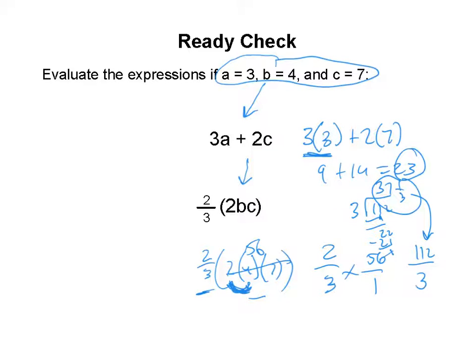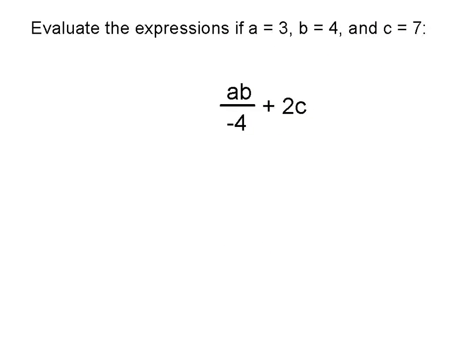All right, moving on. Let's do one together, though, that's got some negative numbers in them, because I want to review some of the rules for what to do with negative numbers. So let's substitute everything in. Notice for A, I'm going to put 3. For B, I'm going to put 4 divided by -4 plus 2 times C. All right, so let's do this first part first.